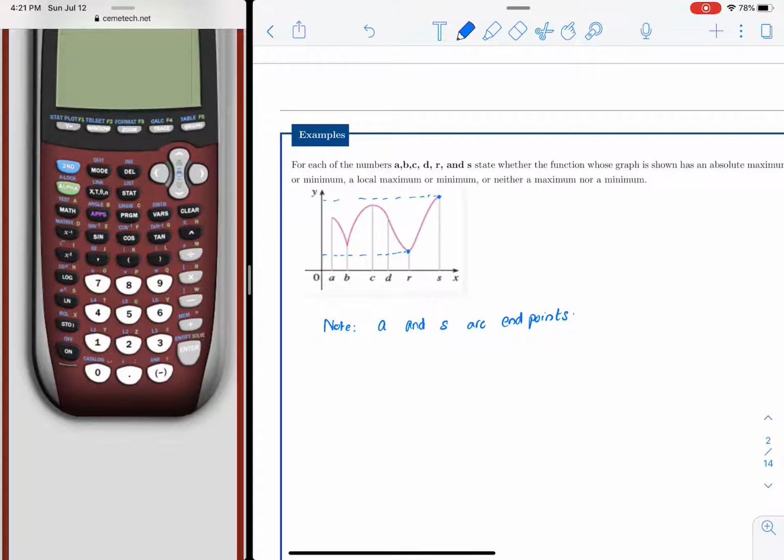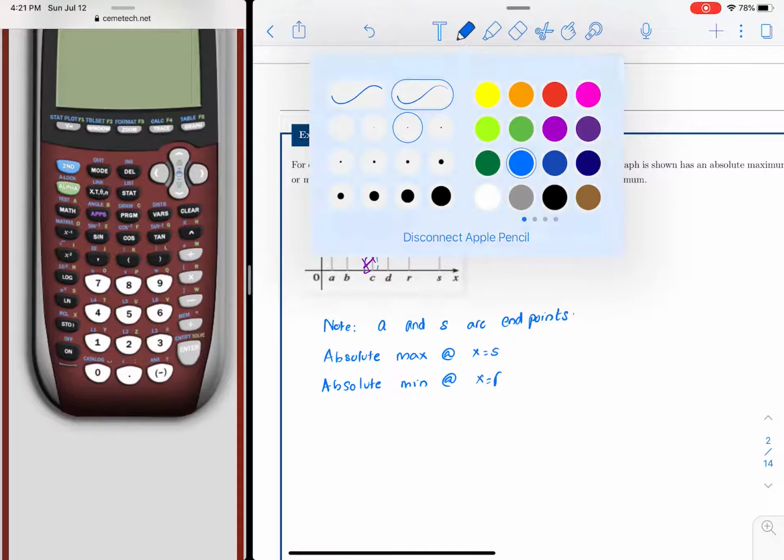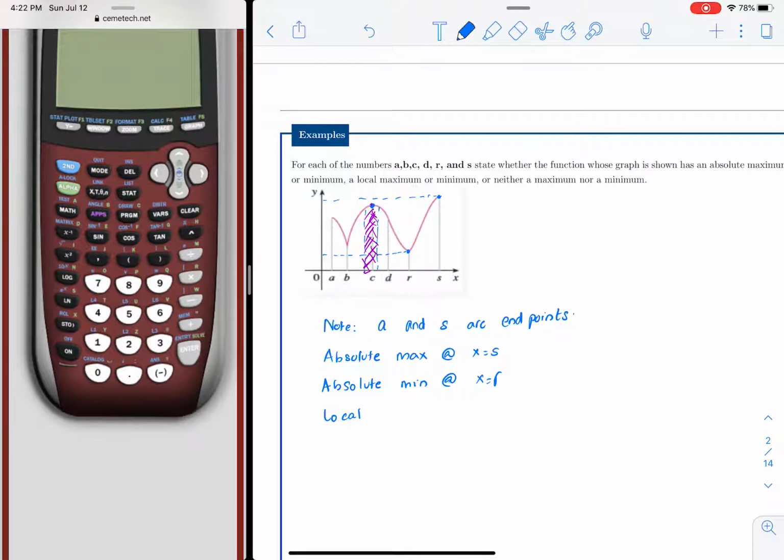So the absolute maximum is at x is equal to S. The absolute minimum is at x is equal to R. But I kind of see a maximum over here, but it only happens about the value C. Maybe if I look at the tiny interval right there, then amongst all those y values, I have a maximum which happens at x is equal to C. So we call that a local maximum at x is equal to C.